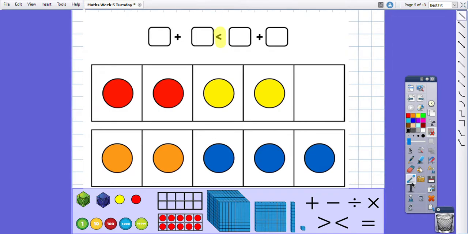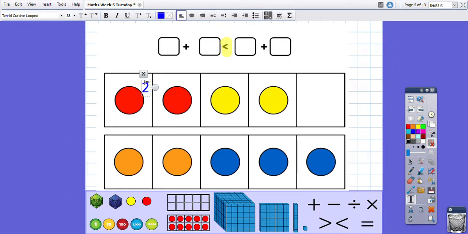Let's have a look. I've got 2 red counters and I've got 2 yellow counters. So it must be 2 add 2 because that gives me my total. What about my bottom bar? I've got 2 orange counters and 3 blue counters. Does that mean my sum is correct? Let's work it out. 2 add 2 equals 4. So the answer to that part is 4, and I'm just going to highlight that so we can see it.